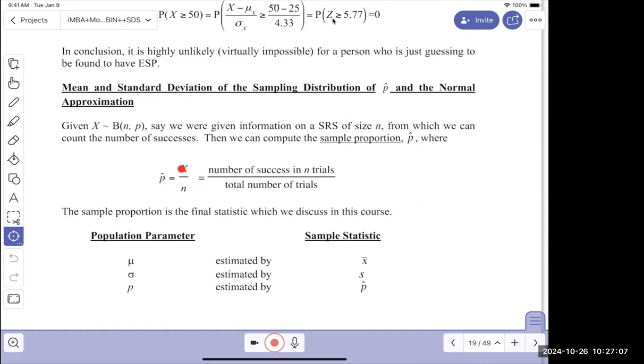Now, these statistics have distributions. That's what we've derived. That's what we're talking about. And there's a pattern to the distribution that we're exploiting. Since X has an approximate normal distribution given certain conditions, p hat also has an approximately normal distribution. So we're going to see this and this both as statistics.